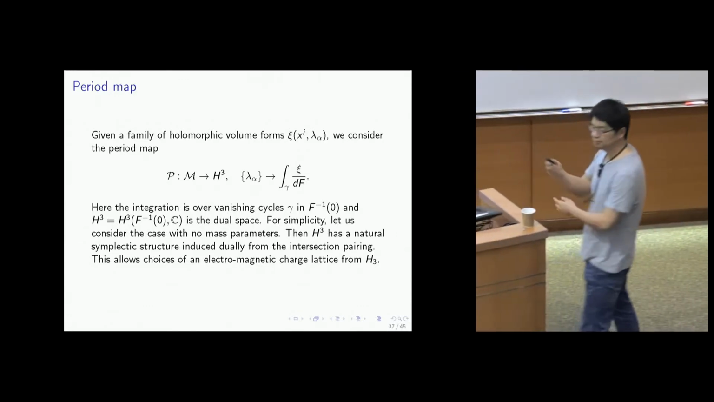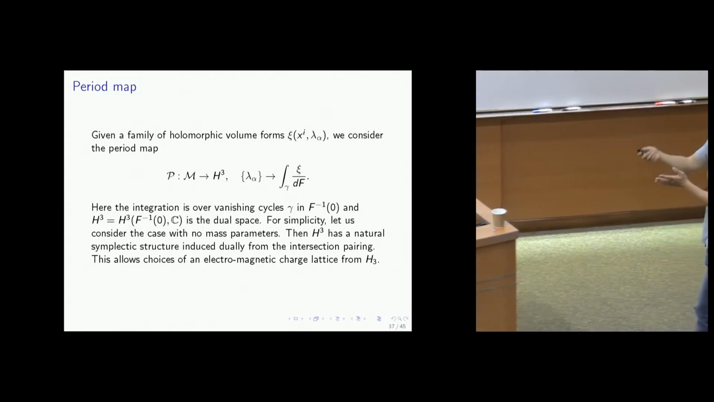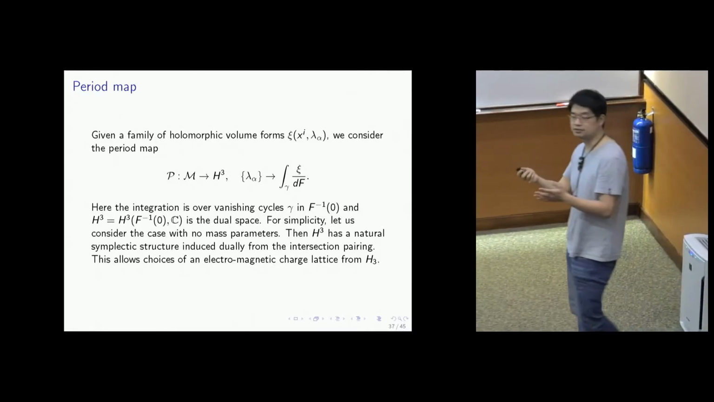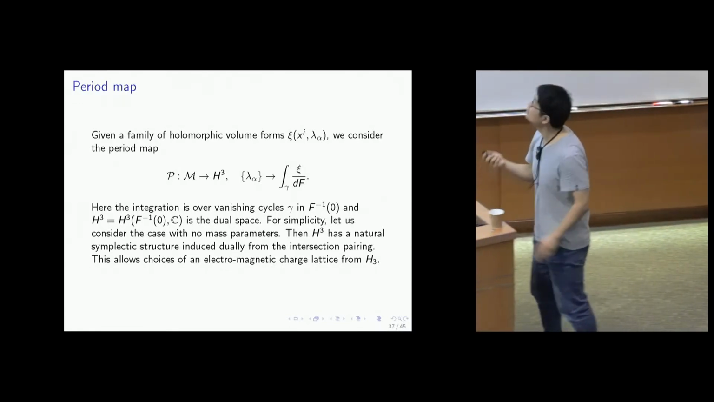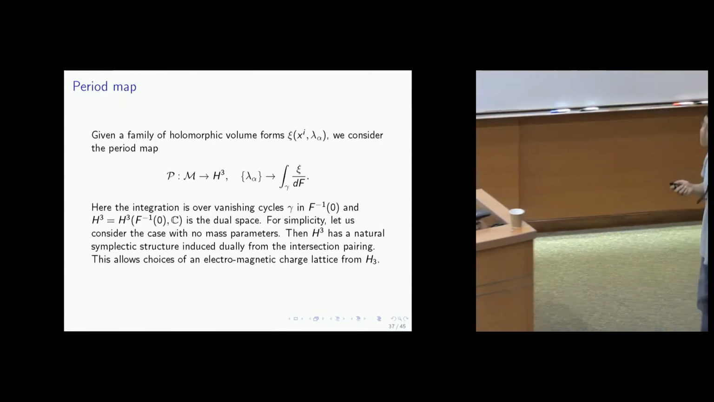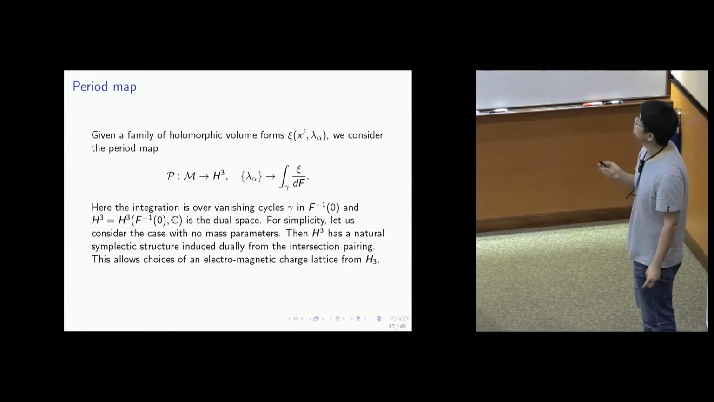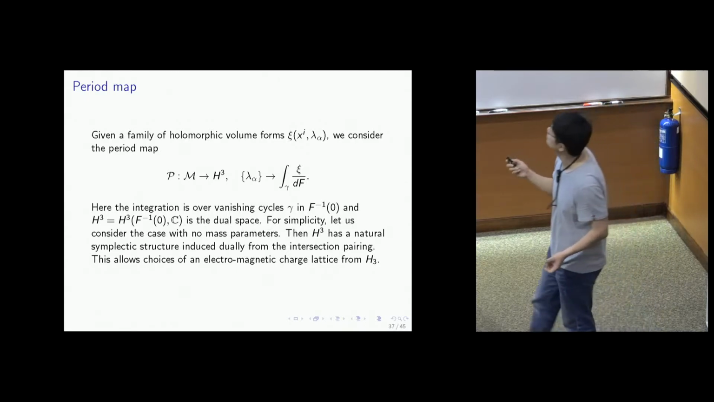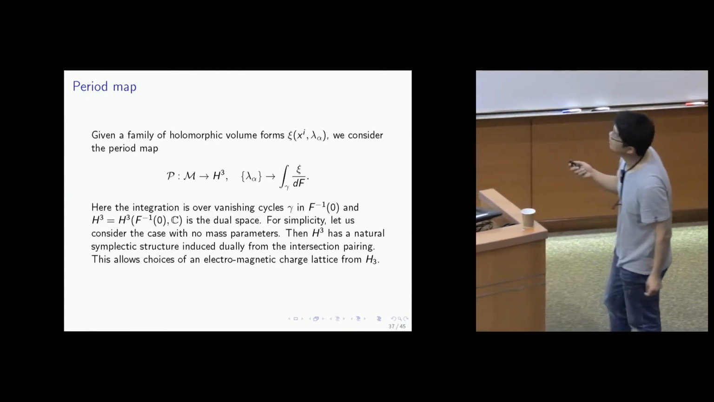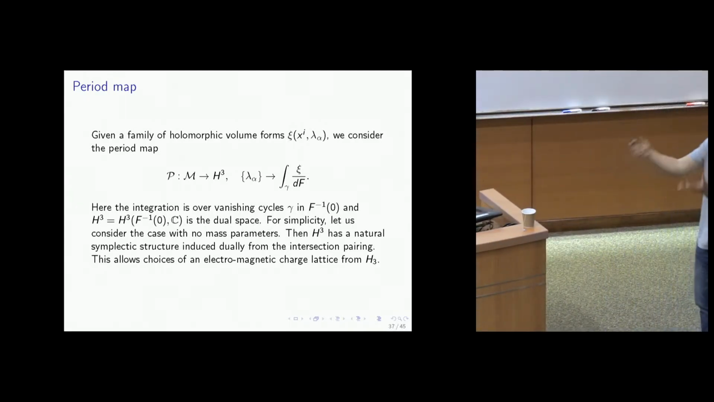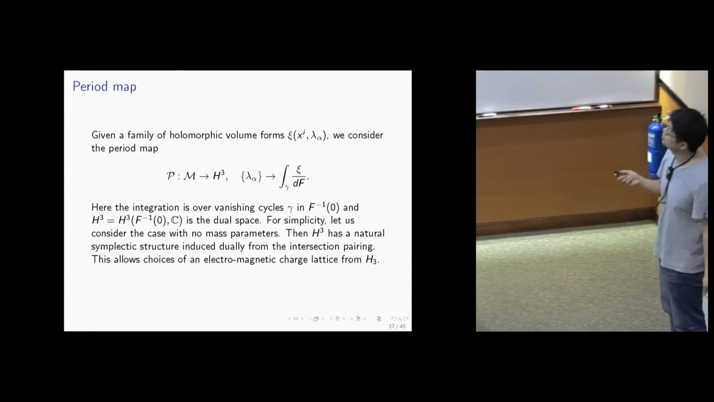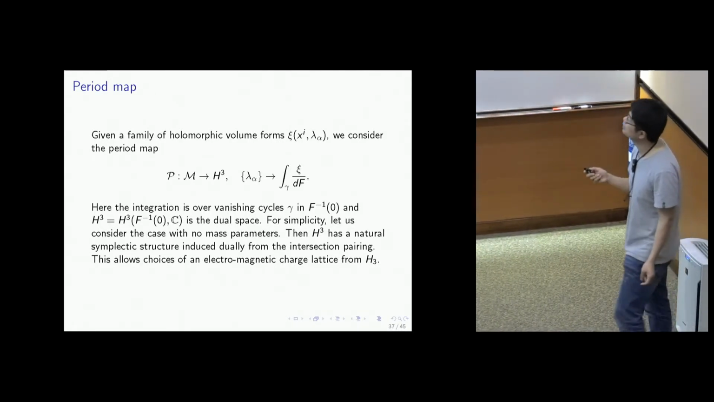You expect that by understanding this period map in 3 dimensions, you might get some kind of special geometry. This is indeed true, but it is very subtle. For simplicity, let me consider a case without mass parameters, and this space has a natural symplectic structure. This is perfectly paired with the dual version of the intersection pairing.